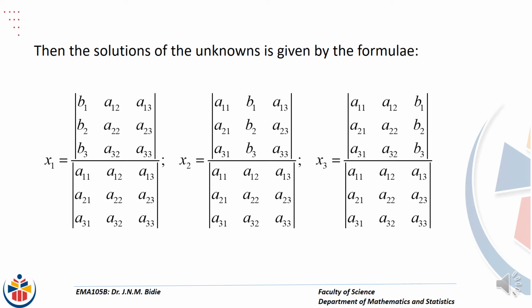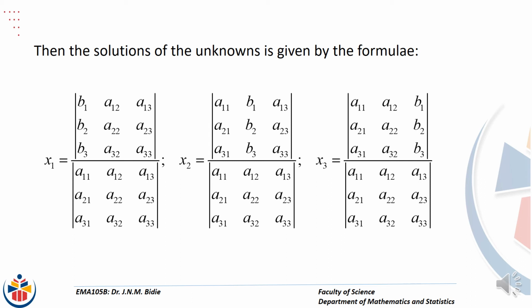sense that for the first variable, the first column of A is replaced by the constants. For the second variable, in A, you change the second column and replace it with constants. And for x3, we change the last column and replace it with the constants. And then we solve for those determinants.